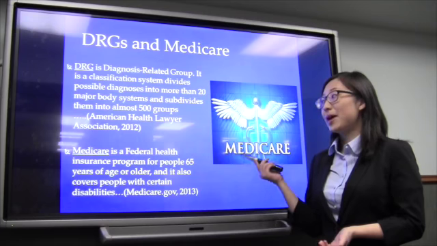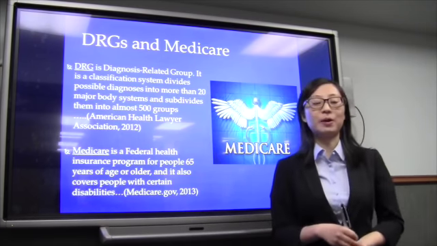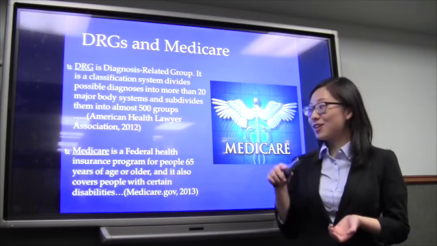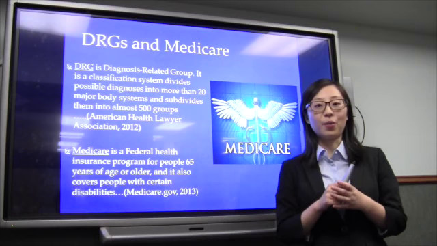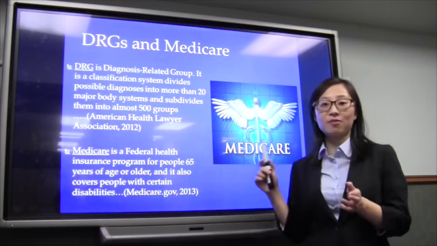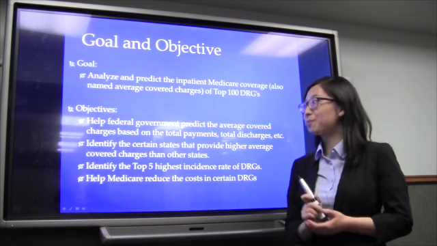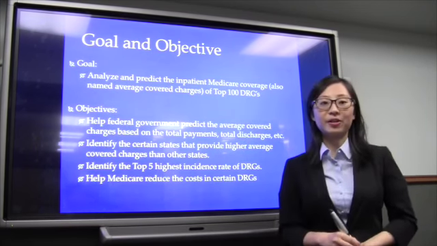And how about Medicare? What is Medicare? It is the federal health insurance program for people who are 65 years old or even older, and it also covers people with certain disabilities as well as some end-stage diseases like renal disease. Okay, so the next is the goal and the objective.